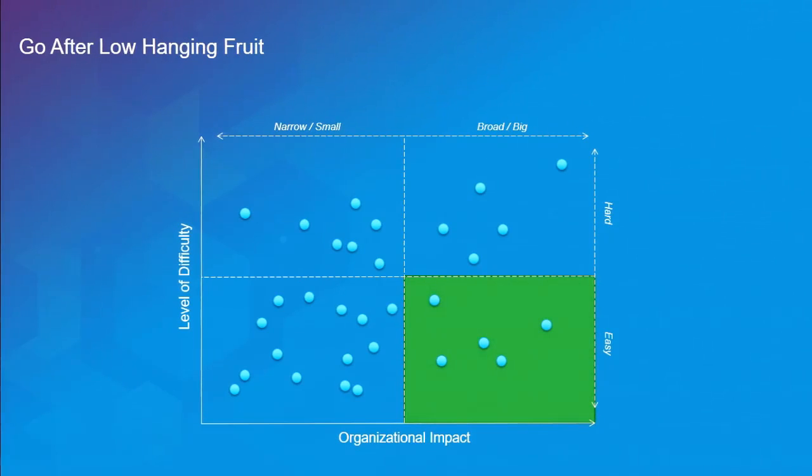But remember to set yourself up for success and go for those low-hanging fruit. Go for the highest organizational impact with the least amount of effort. It's not that you can't solve those big problems, those ones that are going to make a big impact but be very difficult. It's just that in parallel to those, look for those opportunities to really be successful.